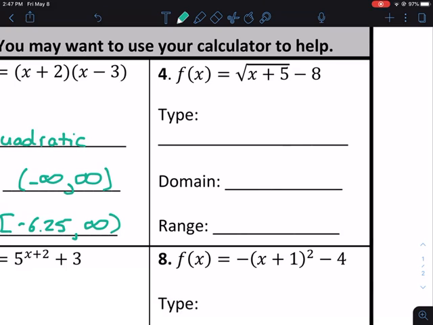Okay, number 4 is a radical. We have our square root sign in there, so this is a radical. The square root goes to the left 5 because it's plus 5 under the radical, so it's going to be negative 5 to infinity. And then the range is going to start at negative 8. It's also going upward towards infinity.